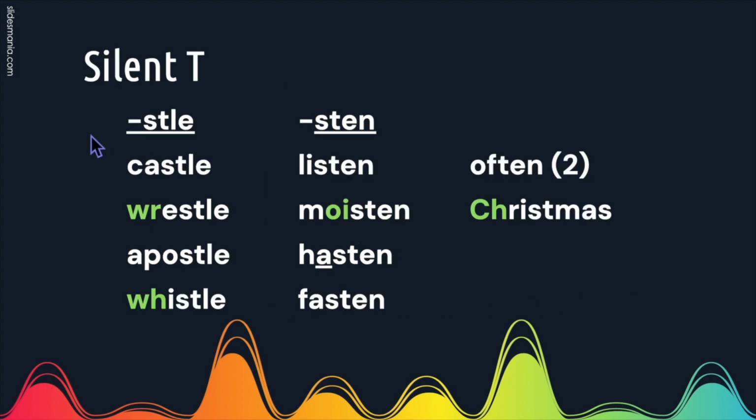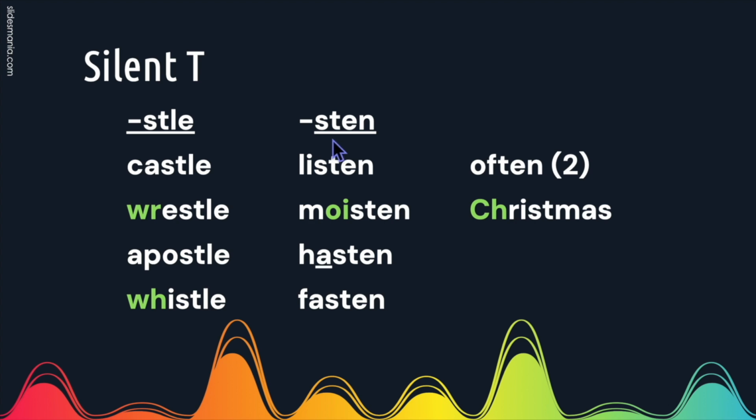There are words with silent T's as well. They mostly fall into one of these 2 patterns, where the end of the word is sul, like in castle, wrestle. Note that when a word starts with WR, the W is silent. So this word is wrestle, apostle, and whistle.